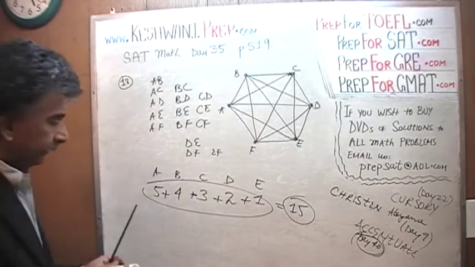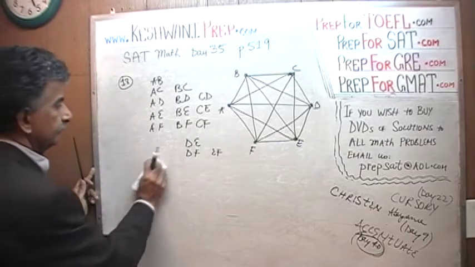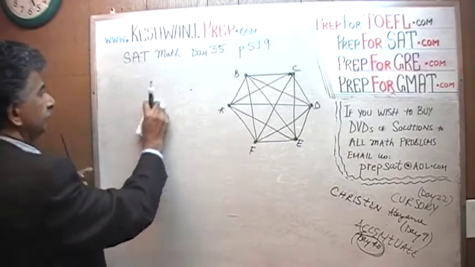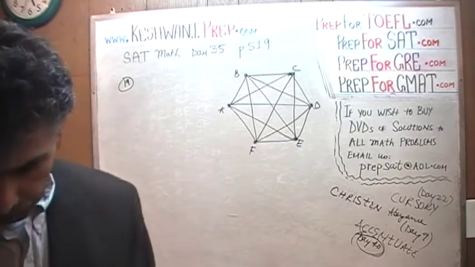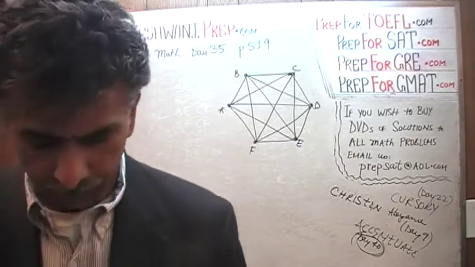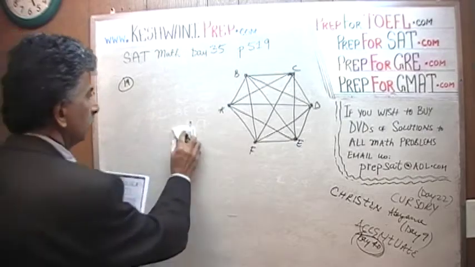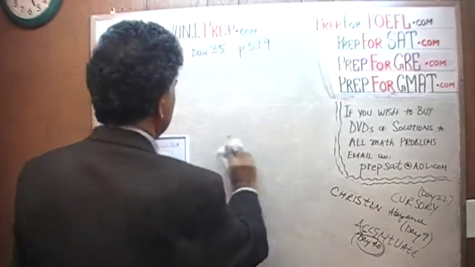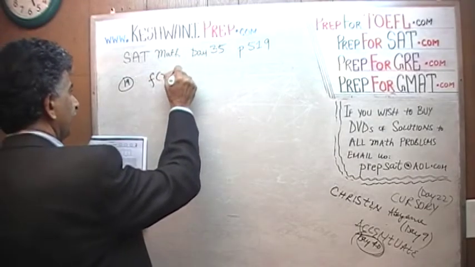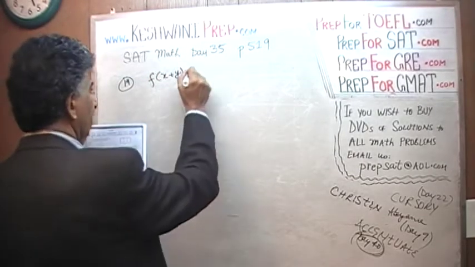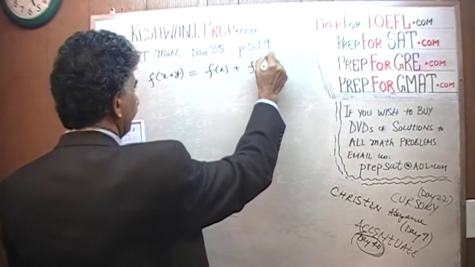Let's go to the next one, number 19. In number 19, oh boy, we are told, I need the room. We are told that we have a function that has this property. F of x plus y equals f of x plus f of y.